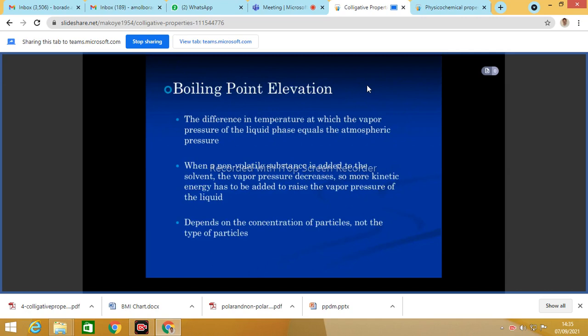Now heat both of the beakers. First beaker contains water, second beaker contains sugar solution with 10 molecules. Now you will notice that at 100 degrees Celsius sharp, the vapors are constantly coming out from the first beaker containing pure water, which is at 100 degrees Celsius temperature.